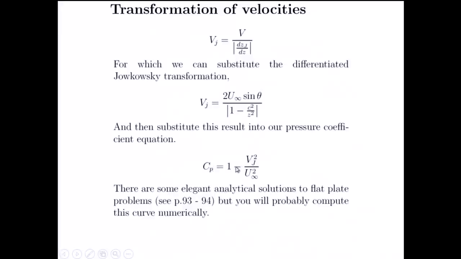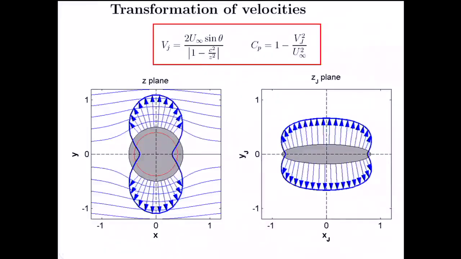By the way, how we get to this point is from using Bernoulli's equation, and I think there are some slides later on in this lecture covering that point. But for now, let's have a look at this one. Here is our original cylinder, and these arrows show the pressure distribution in the original plane, and after transformation, we get an ellipse with the pressure distribution like this.